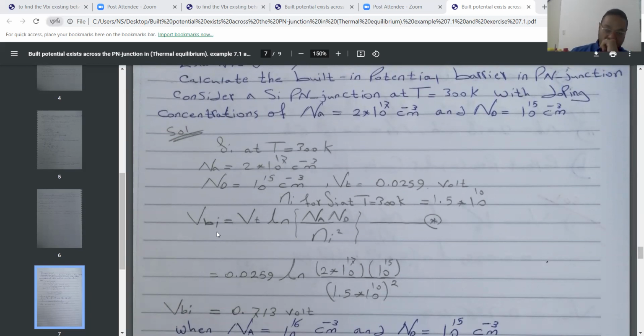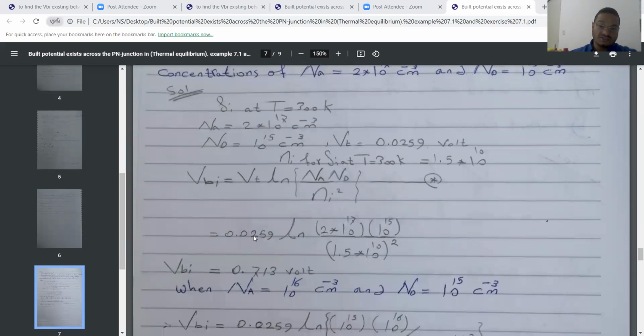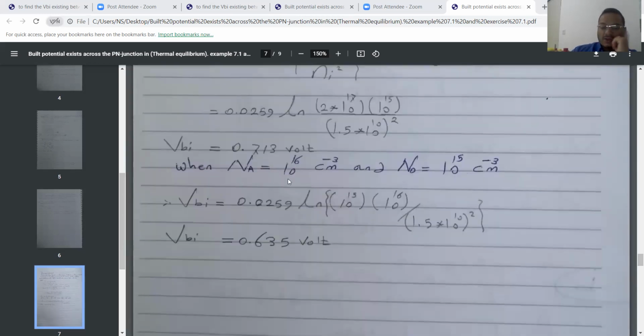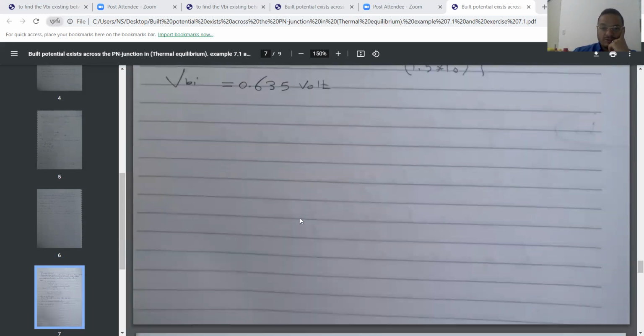Let's use the equation of the built-in barrier potential. Vt, like I said before, equals 0.0259, times ln of NaNd divided by Ni squared. At room temperature, Ni for silicon equals 1.5 times 10^10. The last result will be 0.713 volts. And when Na equals 10^16 and Nd equals 10^15, VBI will equal 0.635 volts.